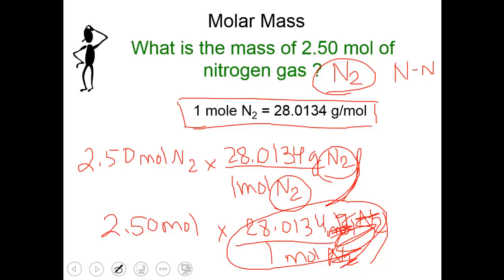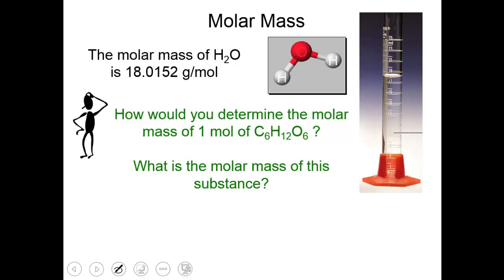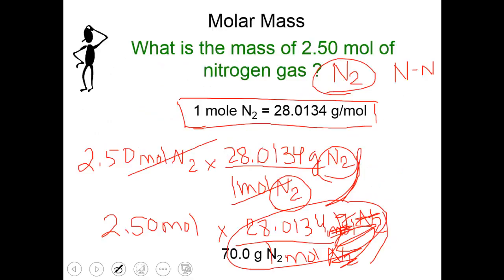So if we do this problem, the moles will cancel, and our answer should come out to be, there it is, 70.0 grams of N2. So there are 3 significant digits in the answer, and notice I have grams of what chemical? N2.